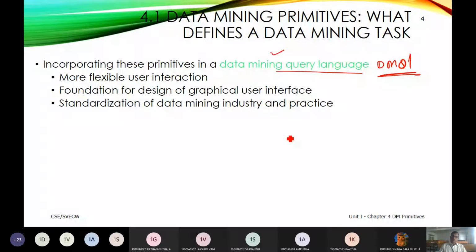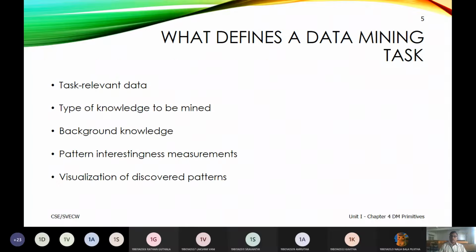What are some of the specialities of the data mining query language? It is going to have a graphical user interface, so the user can have a flexible interaction, and it is totally in line with industry standards. So industry-oriented applications can be customized while using this data mining query language.